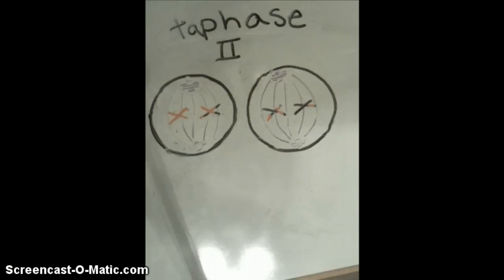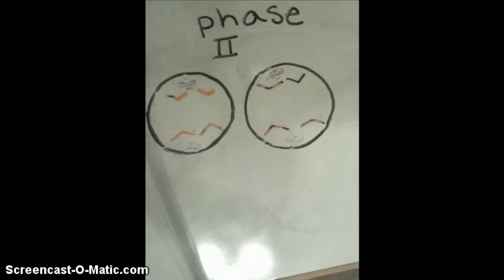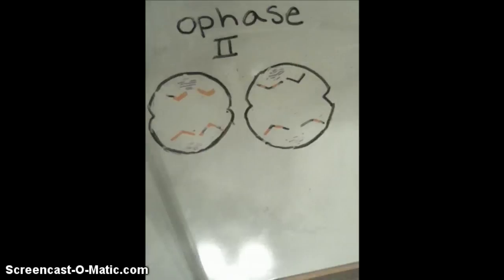The next stage is called metaphase 2. This stage is identical to metaphase 1, where the centrosomes form microtubule spindles that line the chromosomes up at the equator of the cell. After metaphase 2 comes anaphase 2, where the centromeres separate and chromatids move to opposite ends of the cell for division.